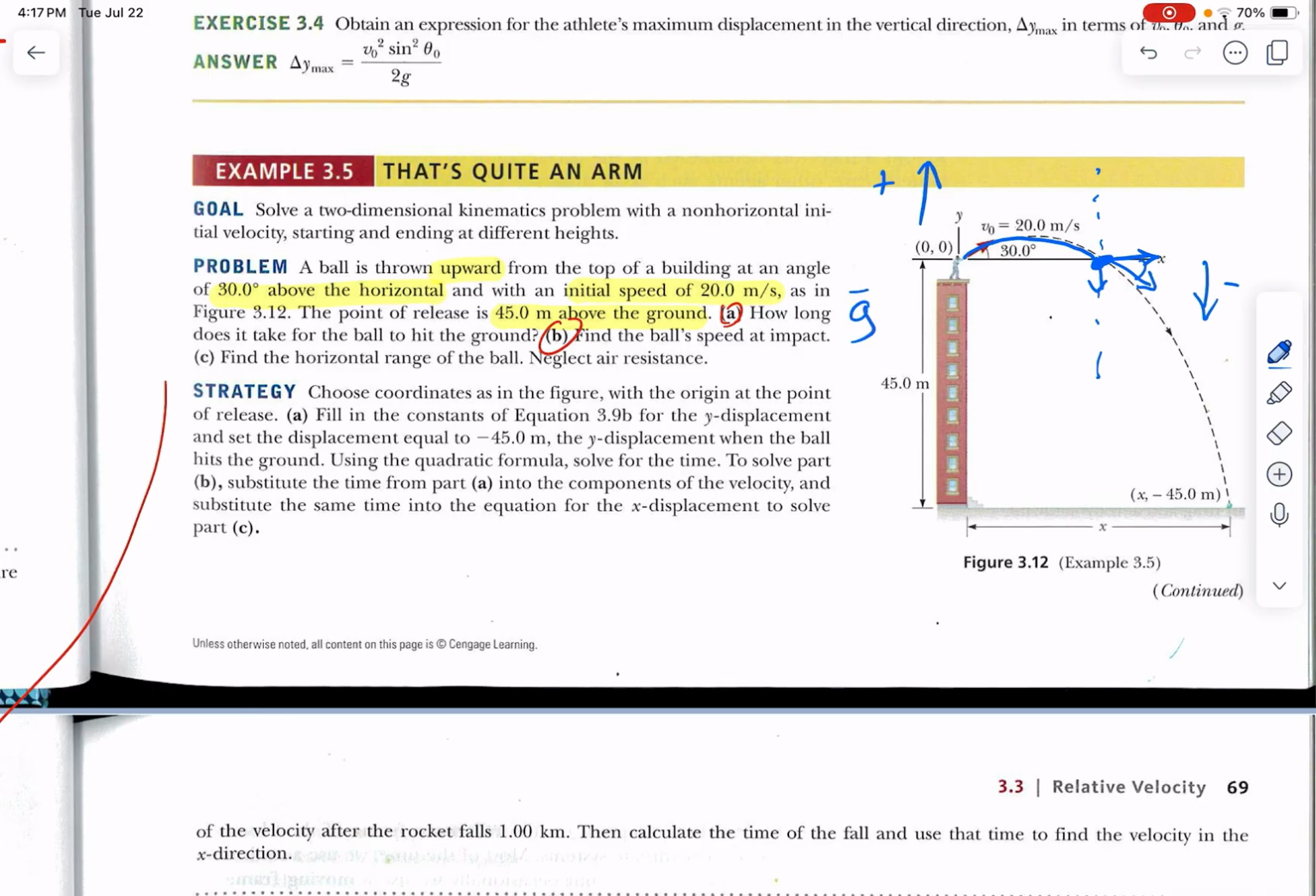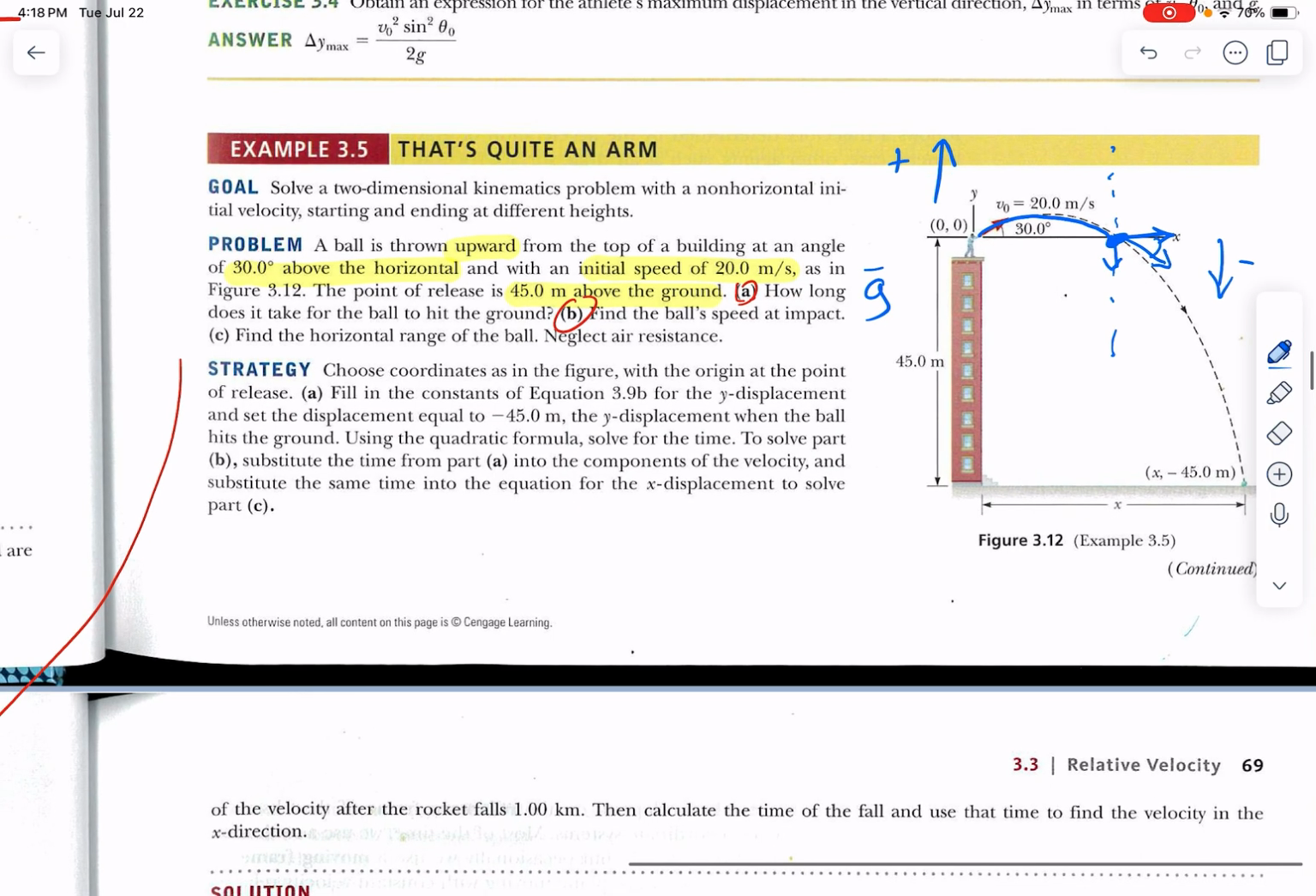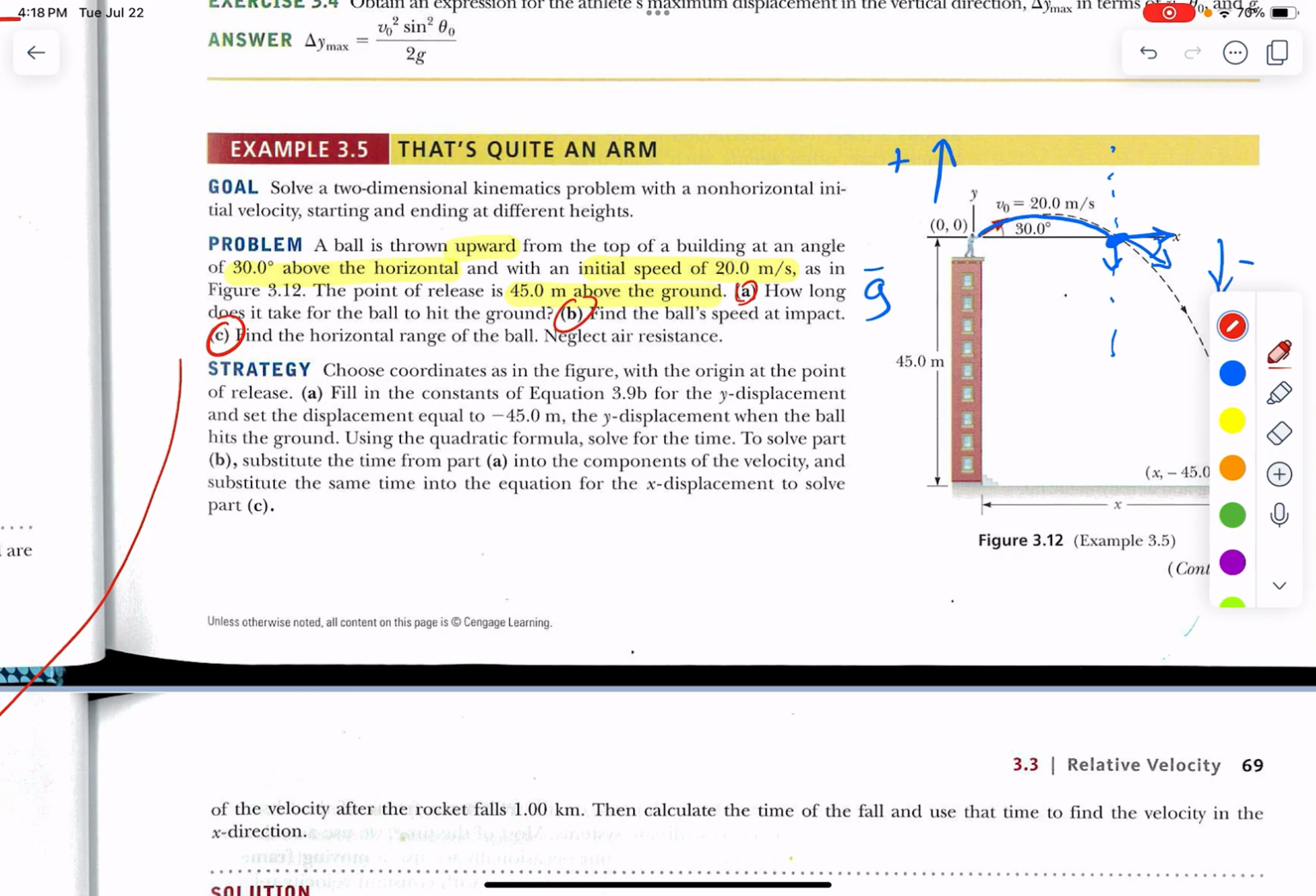We need those signs because we have some motion that is in the positive direction and some motion, like the acceleration cause of motion, is in the negative direction. So how long does it take for the ball to hit the ground? And find the ball's speed at impact. And then the third part was to find the horizontal range of the ball, neglecting air friction.